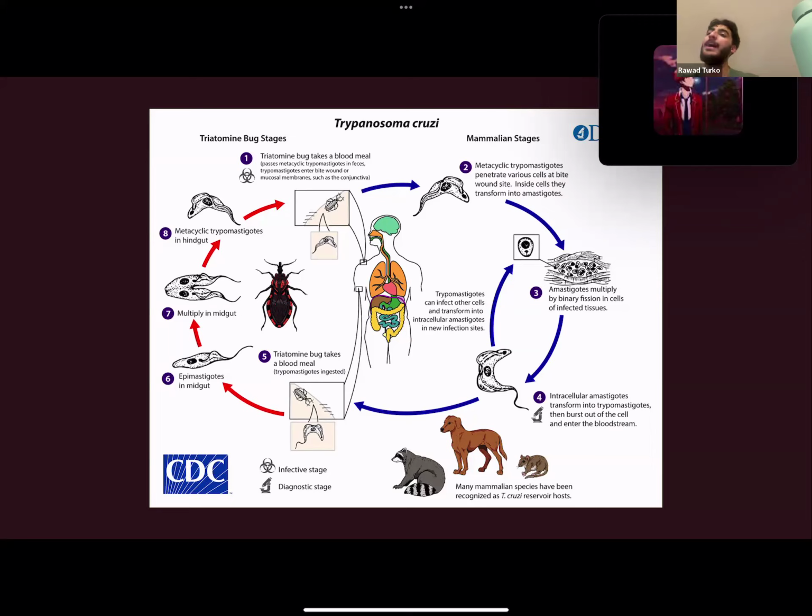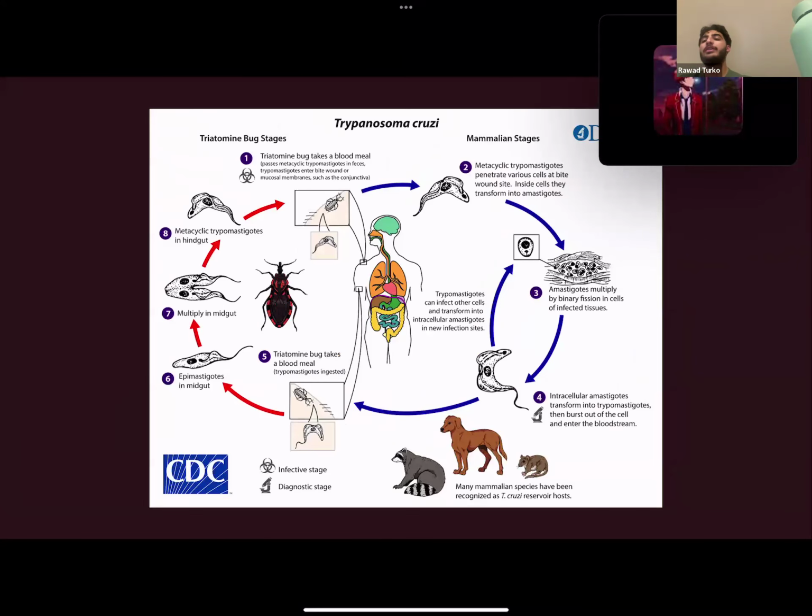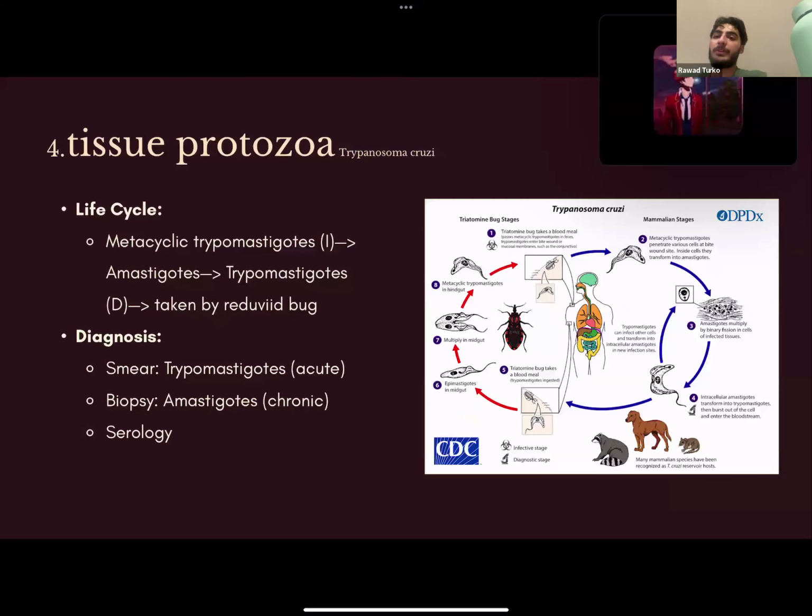Okay, so if I ask you guys what's the infective stage of Trypanosoma cruzi? Metacyclic trypomastigotes. Exactly, and the diagnostic would be the trypomastigotes, right, or actually also the amastigotes. Okay, you could see both. You could diagnose it through both. Perfect. So the metacyclic trypomastigotes to the amastigotes to the trypomastigotes again, and then taken back by the kissing bug.